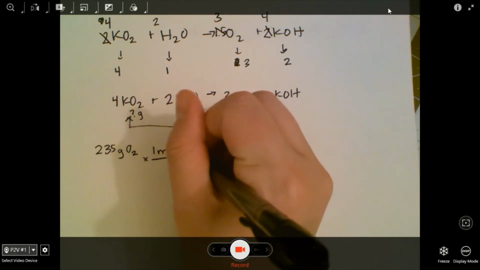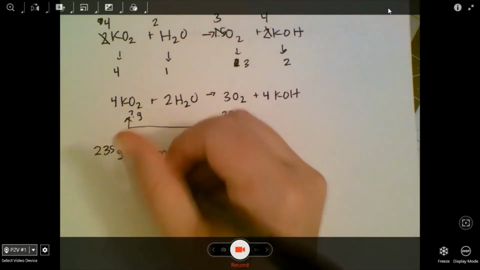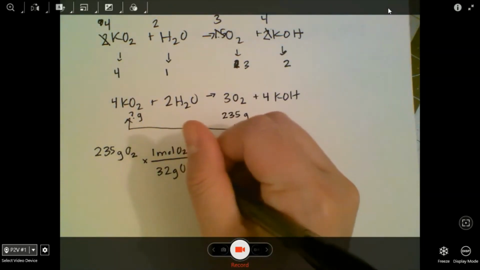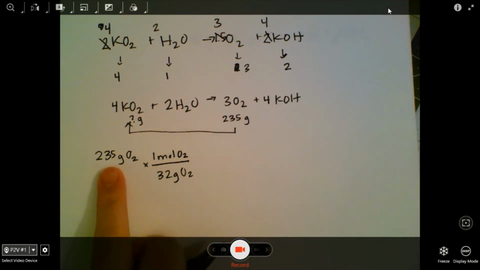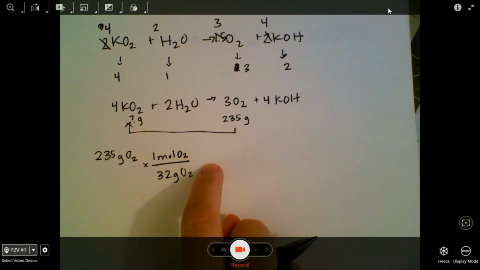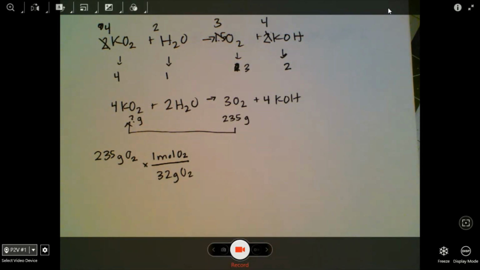If we look at our periodic table, 1 mole of O2 weighs 32 grams. And so when I do this step, what I have effectively done is taken my 235 grams and converted it to moles of oxygen. So if I were to stop here and hit the equal sign on my calculator, I would get moles of oxygen. Now my problem is asking me to solve for grams of KO2.